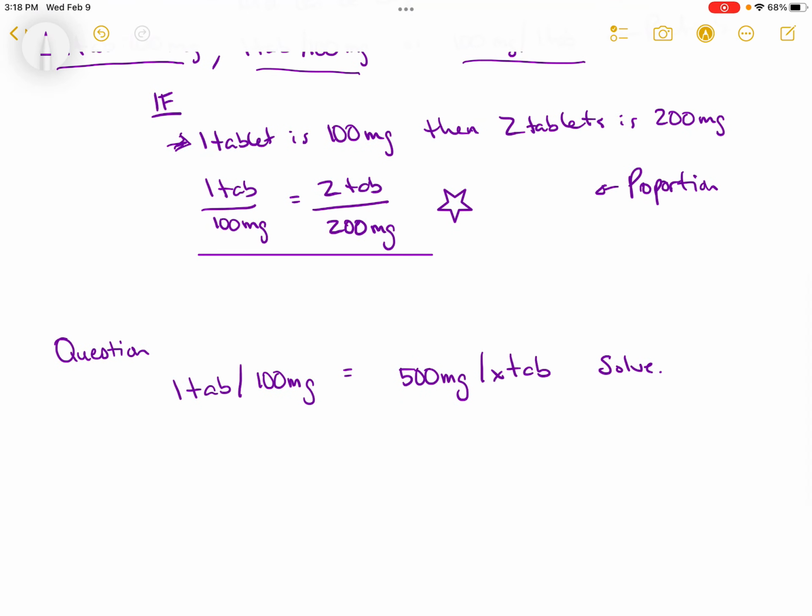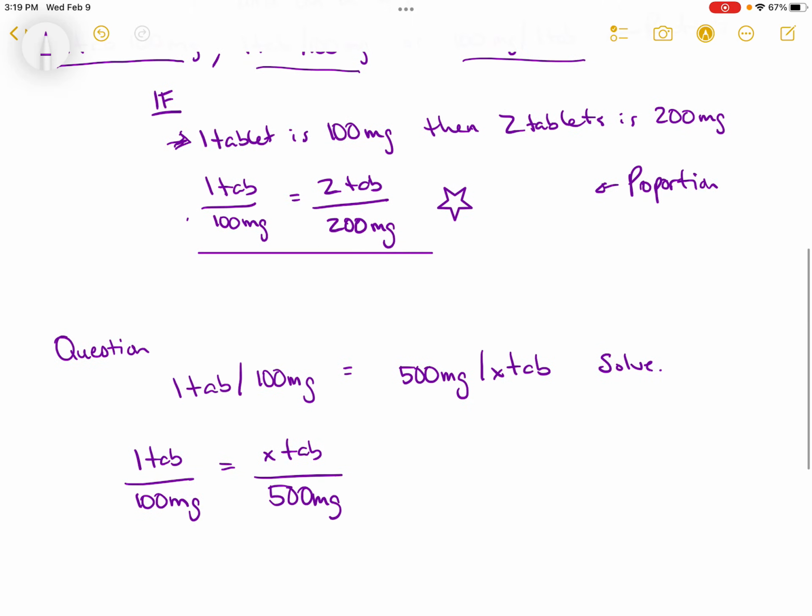So if I have a question here, one tablet is 100 milligrams equals 500 milligrams is how many tablets, okay? Let's write it in the way that we have up here. So one tab is 100 milligrams equals X tabs and 500 milligrams. How come I wrote it like this? I can't have the 500 milligrams on the top because in a true proportion, the values have to be the same. So I have to have tabs on top and milligrams on the bottom, or vice versa, whichever way we want to do that.